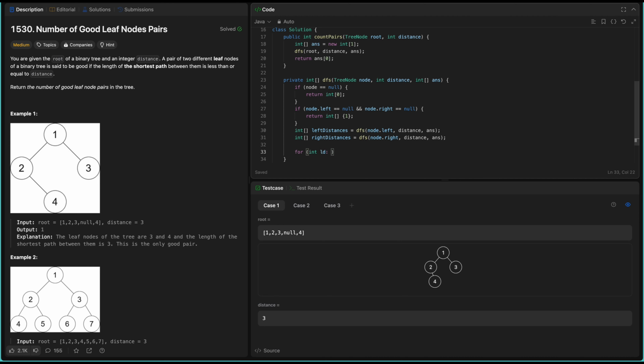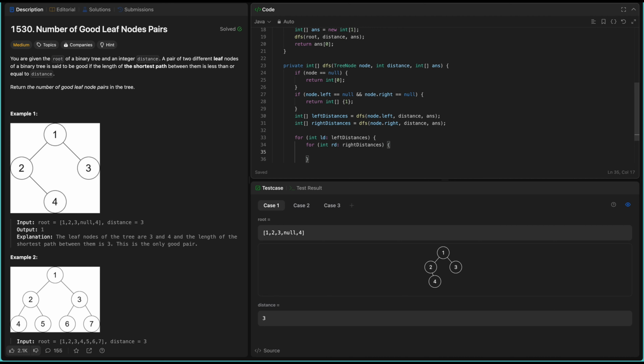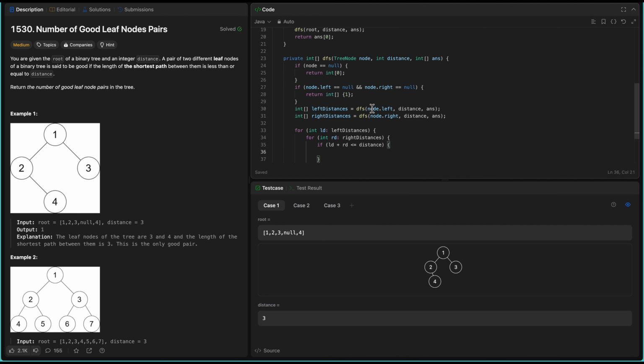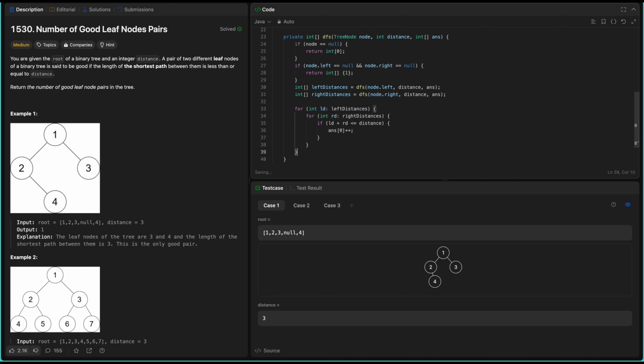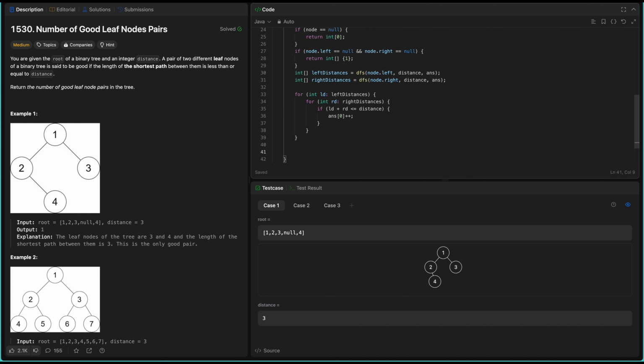Now we will pairwise add the left and right distances. So we will loop on the left distances and the right distances and see if the sum of the left distance and the right distance, LD plus RD, is less than or equal to the threshold distance. Then we will increment our answer by 1. So now we have our answer for this node, but now we have to combine these distances for its parent. It will be at maximum the length of the left distances and the right distances.